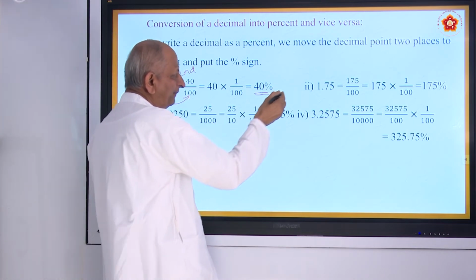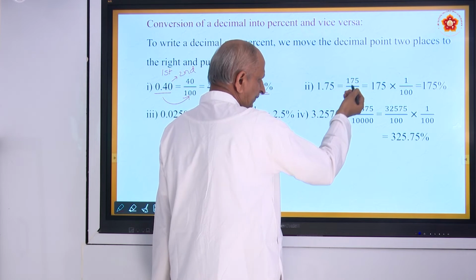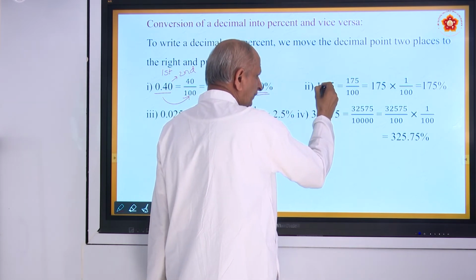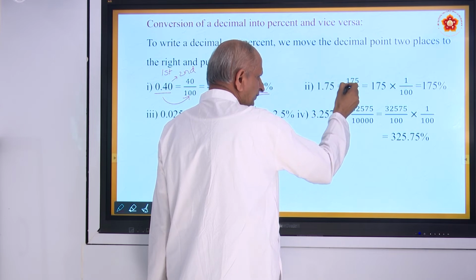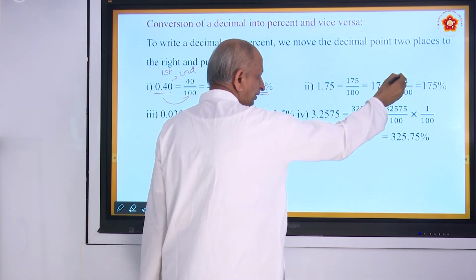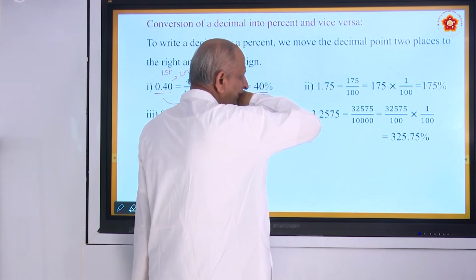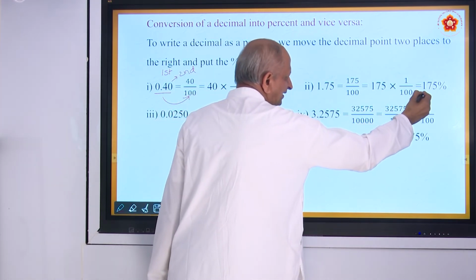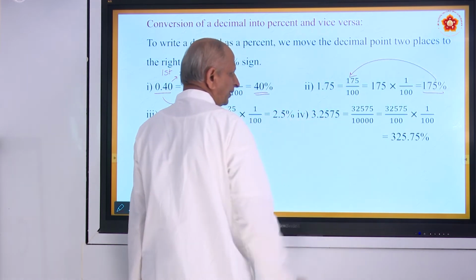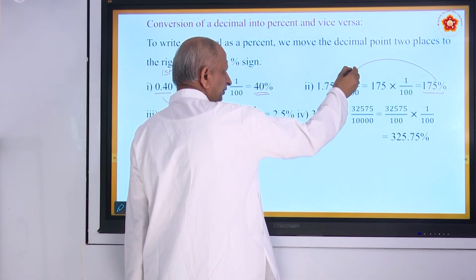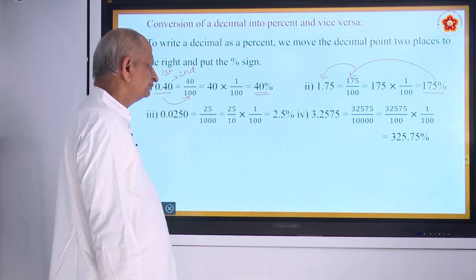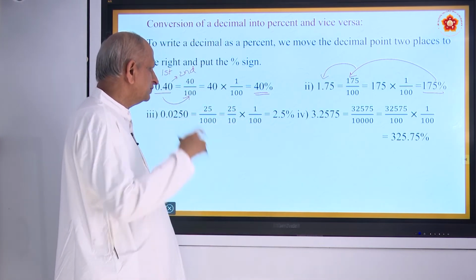Okay. Now 1.75. So divide by 100. 1.75 means if you divide by 100, it becomes 175 by 100. So 175 into 1 by 100 and that will be equal to 175%. So 175% is also equal to 175 by 100, which is also equal to 1.75. Okay.